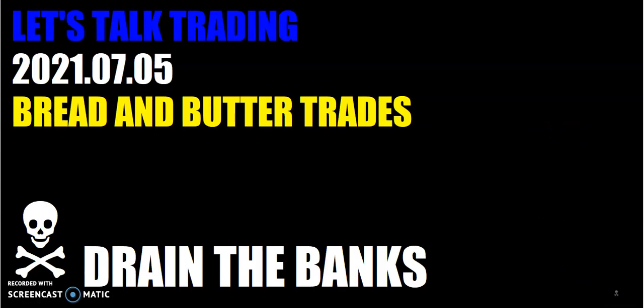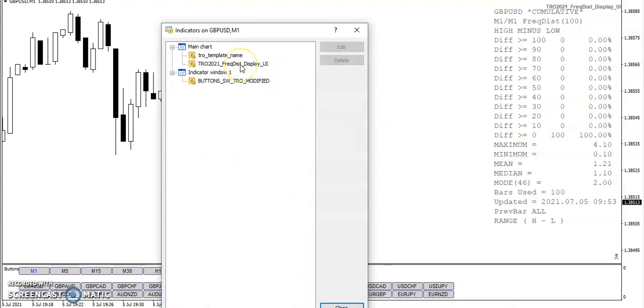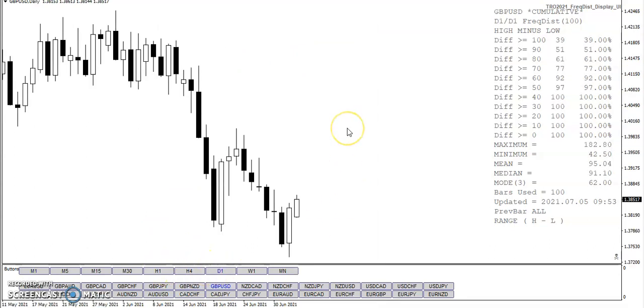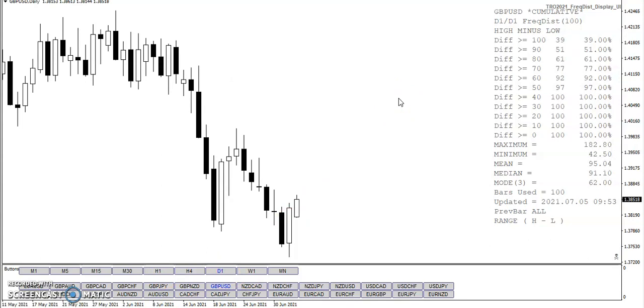Now, those of you who have been following me for years or decades know I do everything based on statistics. And usually that means I run my frequency distribution indicator. And I've got a version here for 2021. And usually I might look at a daily stat or an hourly stat to find a trade. Now, what I have right here, we look at high minus low. Well, that's the range. Okay. You can see here, I even put it in the comment.